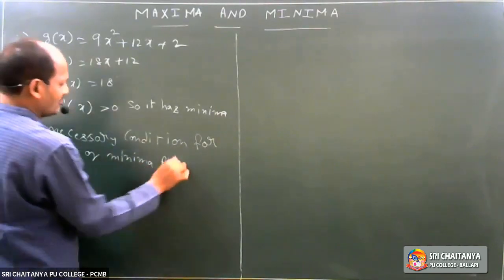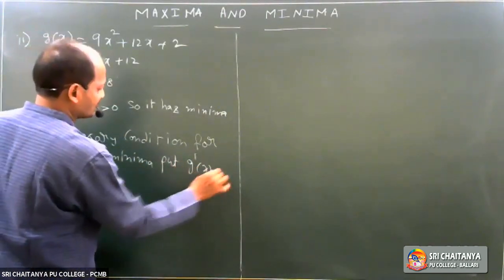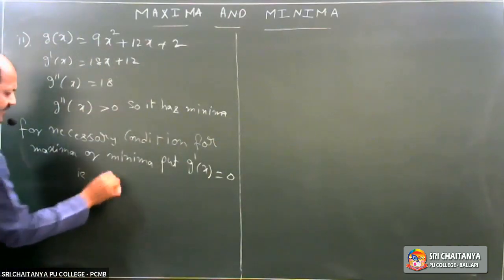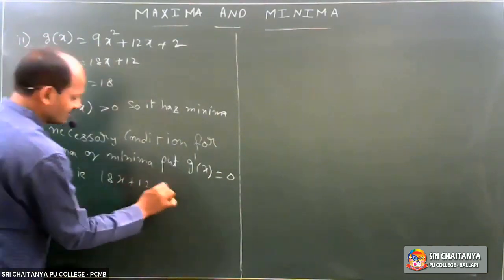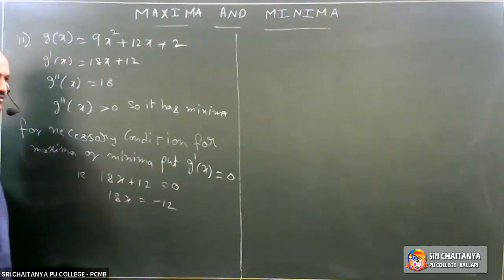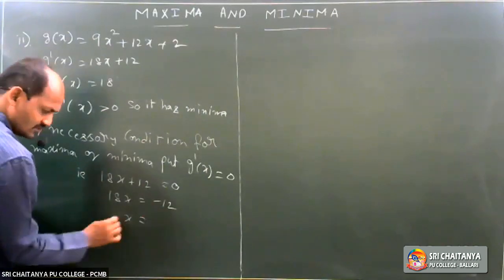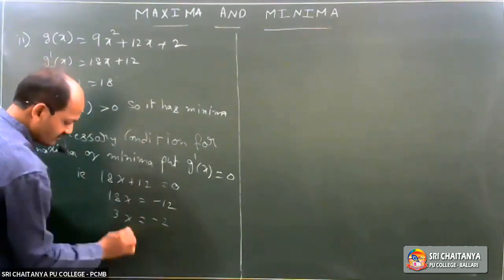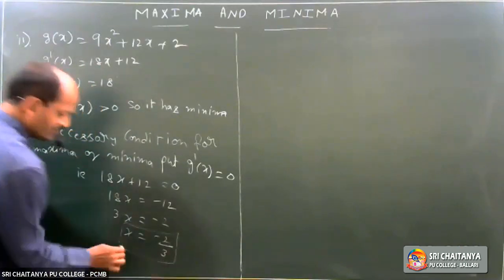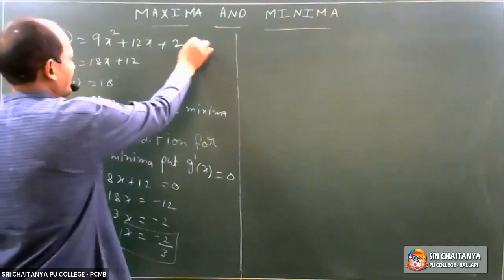Minima. Put the first derivative equal to 0. That means the first derivative 18x plus 12 is equal to 0. 18x is equal to minus 12. So x value is minus 2 divided by 3. This is x equal to minus 2 by 3.